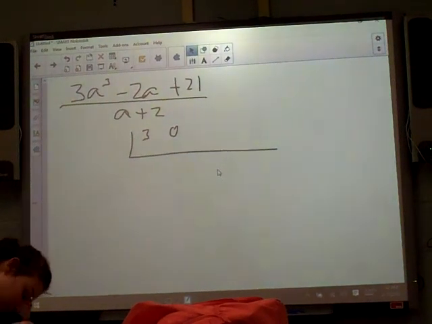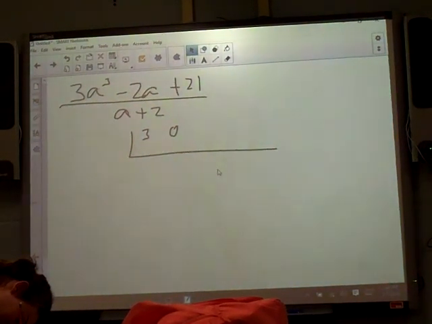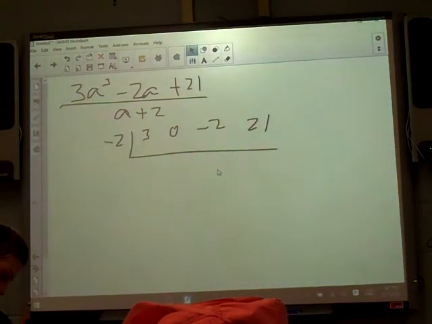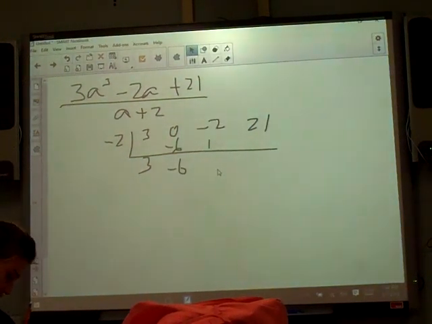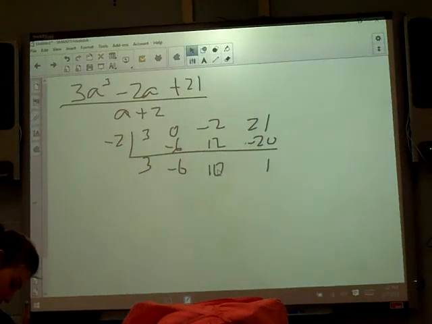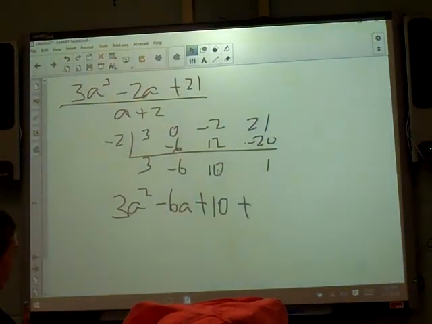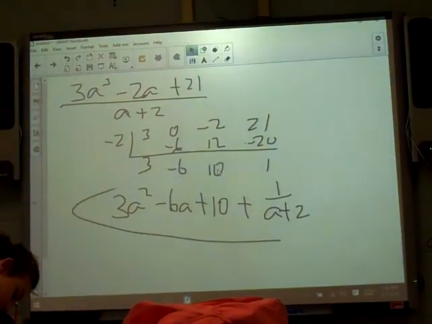I see it, very good, Grace. There's no a squared. Everybody got that? Good. Now, I'm ready after that. Negative 2. Negative 2. 21. Hot dog. What goes outside? Negative 2. Drop that 3. Add. Multiply. Add. Multiply. Is that what y'all got? So I'd have a 3a squared minus 6a plus 10 plus 1 over a plus 2.